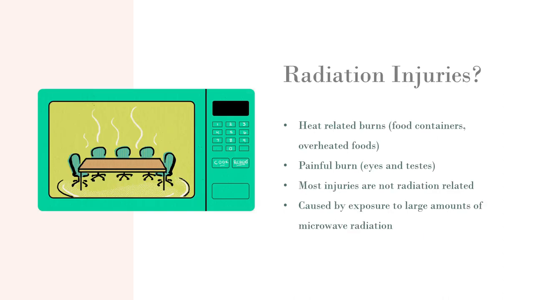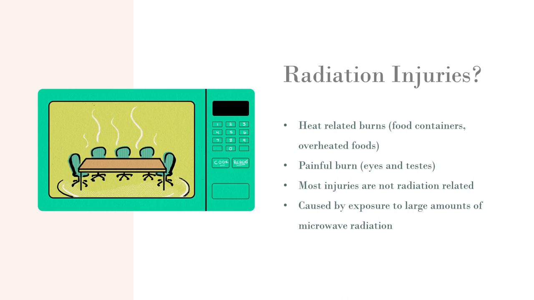And have radiation injuries resulted from microwave ovens? Let's see. Most injuries related to microwave ovens are the result of heat-related burns from hot containers, overheated foods, or exploding liquids. Microwave radiation can also hit body tissue the same way it hits food. Exposure to high levels of microwaves can cause a painful burn. 2 areas of the body, the eyes and the testes, are particularly vulnerable to radio frequency heating because there is relatively little blood flow in them to carry away excess heat.